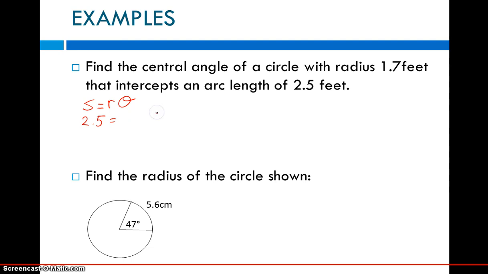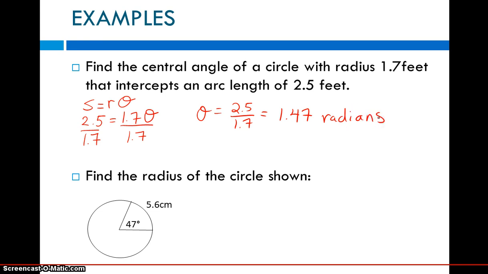So our job is to find the measure of the central angle. So all we need to do is solve for theta. So we're going to divide by 1.7 on both sides. So when we divide 2.5 by 1.7, what we're going to get is that theta is going to be equal to 1.47. And this measure right here is in radians.